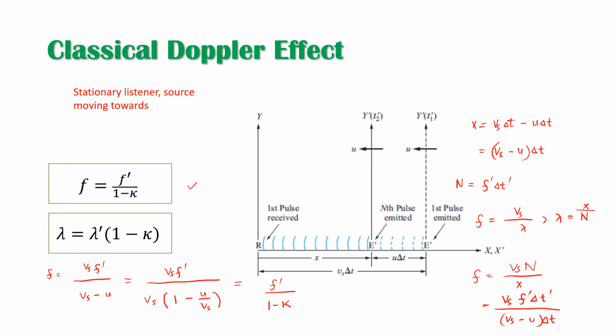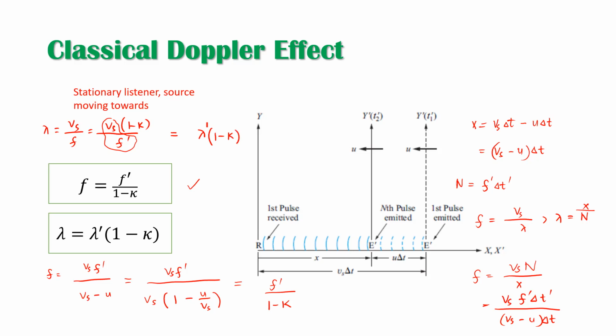We have obtained this equation. And for lambda, we just have to substitute our expression for f. So we have v sub s over f prime over 1 minus kappa, so we have 1 minus kappa over f prime. So take note that this expression here, v sub s over f prime, is equal to lambda prime. Therefore, we can write it as lambda prime multiplied by 1 minus kappa.